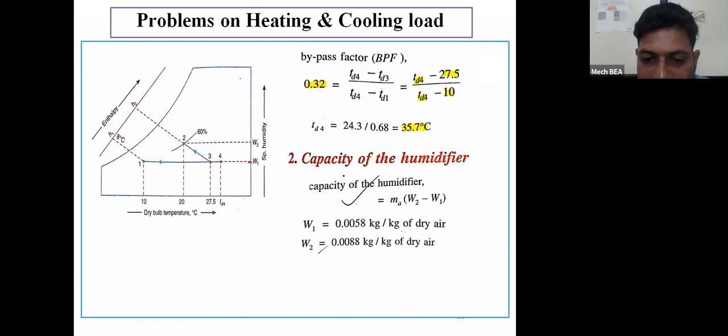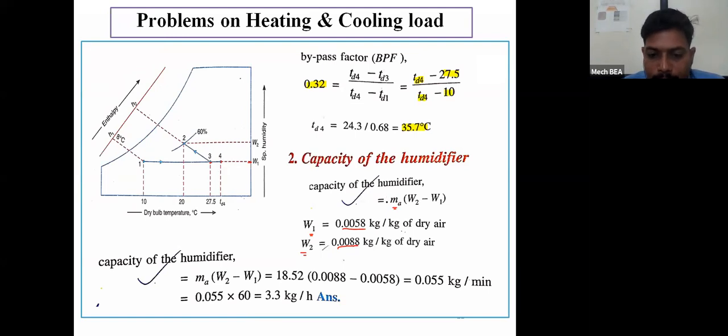So if I check, the value of small w1 is equal to 0.0058 kg per kg of dry air, and the value of small w2 is equal to 0.0088 kg per kg of dry air. If I put these values in this equation, I already know the value of mass of air. Mass of air is equal to 18.52. After putting these values, I got the value in terms of kg per minute.